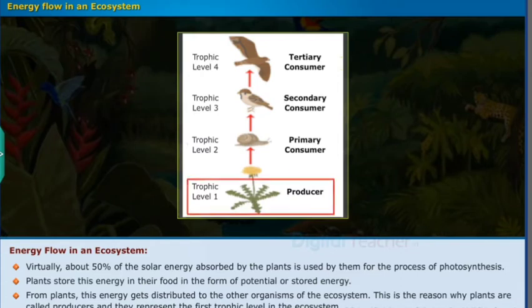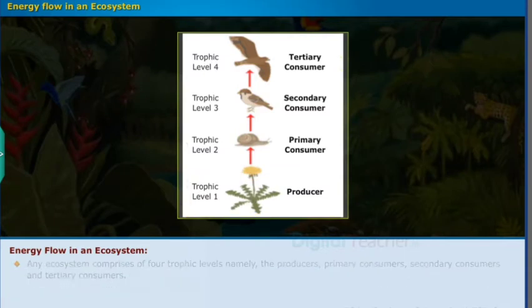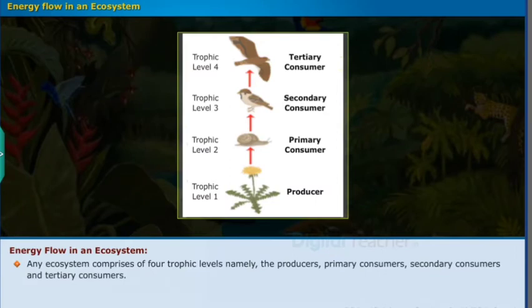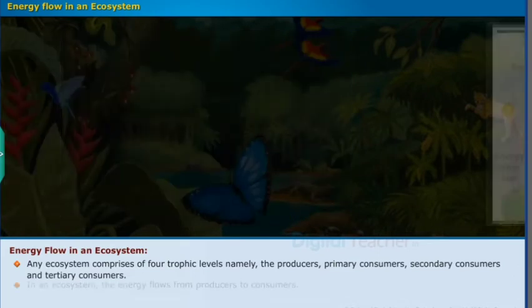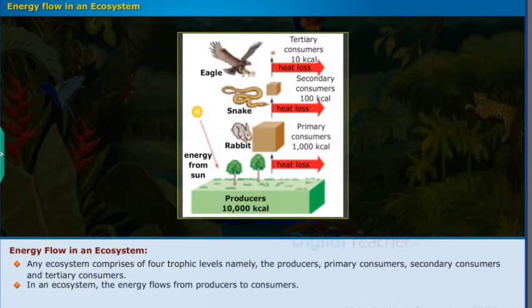This is the reason why plants are called producers, and they represent the first trophic level in the ecosystem. An ecosystem comprises 4 trophic levels, namely the producers, primary consumers, secondary consumers, and tertiary consumers. In an ecosystem, the energy flows from producers to consumers.